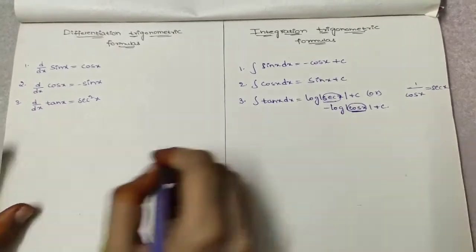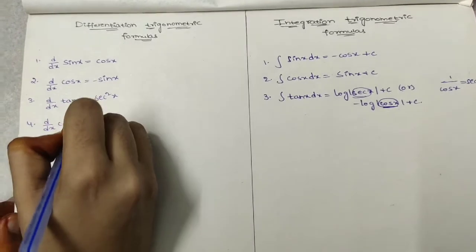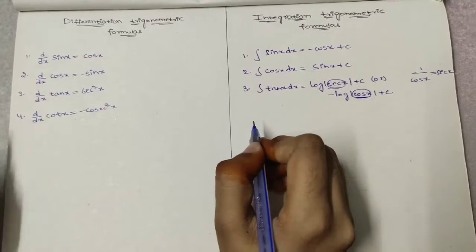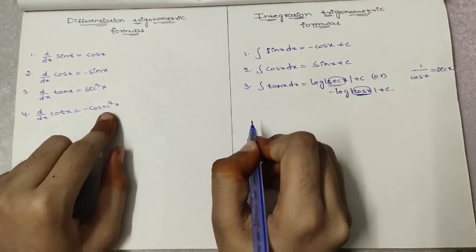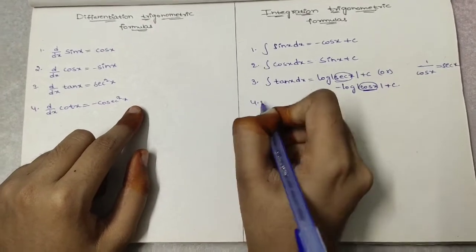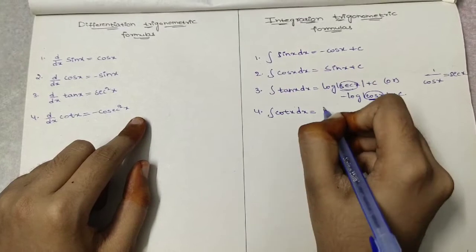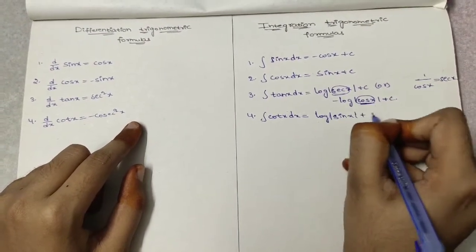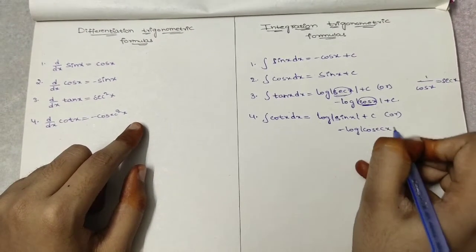And the next formula is d by dx of cot x is equal to minus cosecant square x. If you differentiate cot x, it is equal to minus cosecant square x. Whereas in the integrations, if you integrate cot x dx, it is equal to log mod sin x plus c, or minus log mod cosecant x plus c.